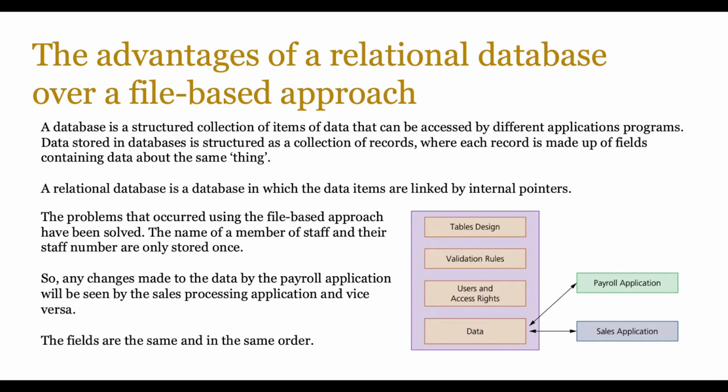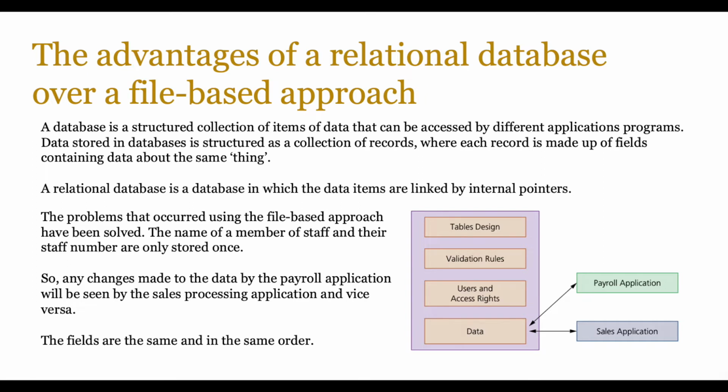And the keyword is structured. So the data that is stored in databases is structured as a collection of records, predominantly as rows, where each record is made up of fields containing data about the same thing. So the fields are going to be the columns. An example I can give you is in a car table, you will have all the information about a car in a row, and each column will contain just one aspect, like the name of the car, the model number, the color, and so forth.